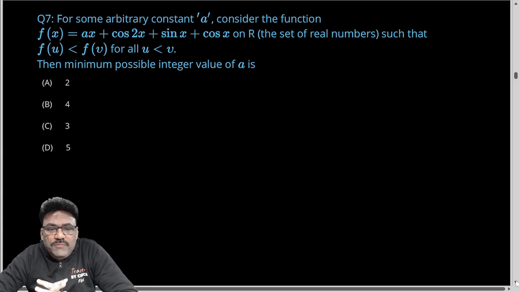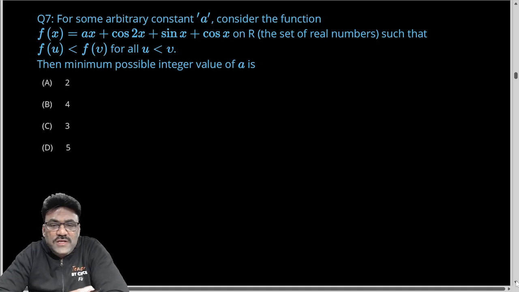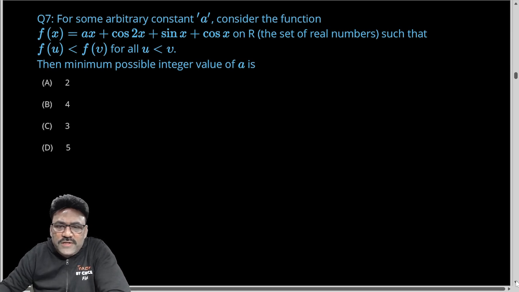Then what will be the minimum possible integral value of it? And since your function is increasing function, hence derivative must be greater than or equal to 0 for all x belonging to R. So let's find the derivative now.